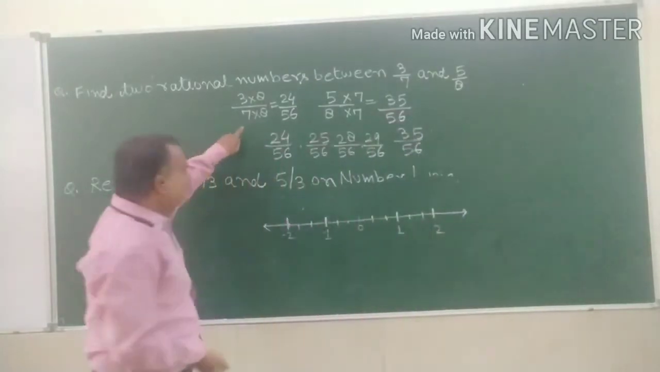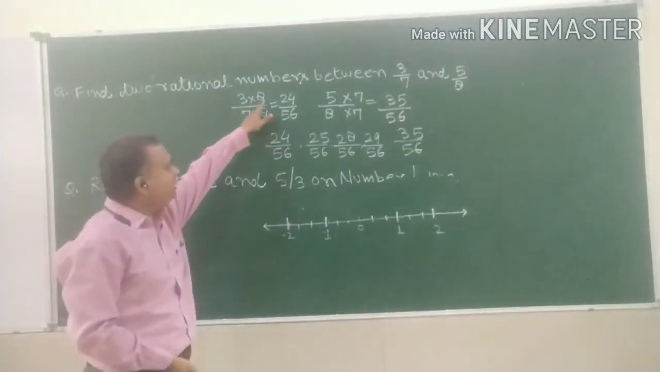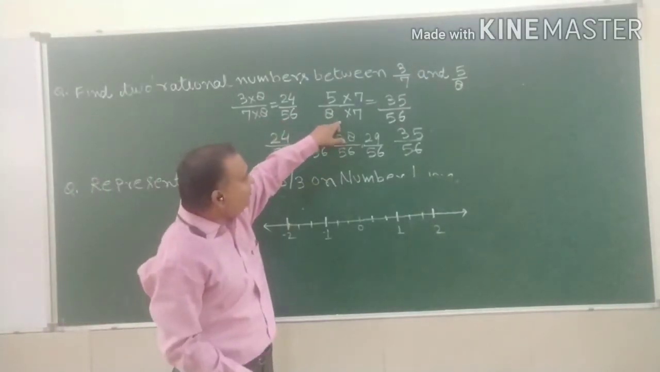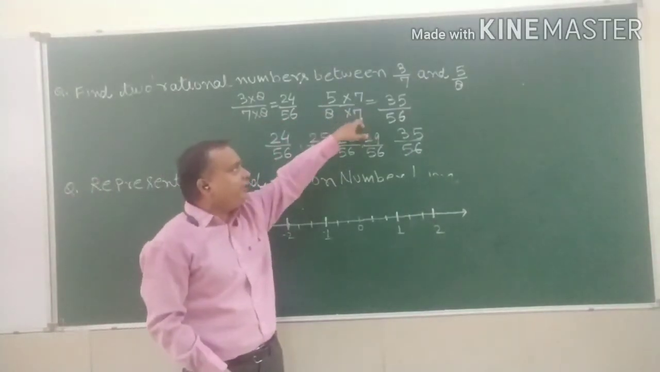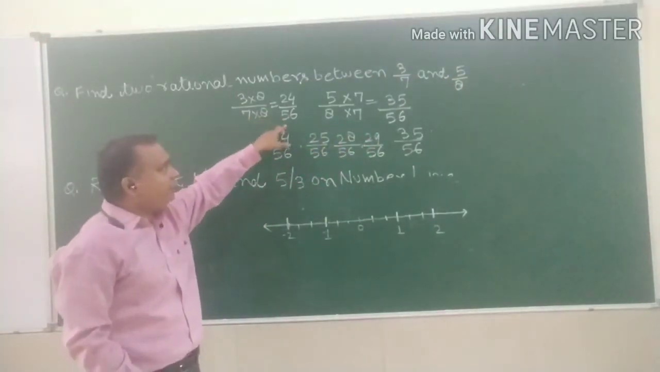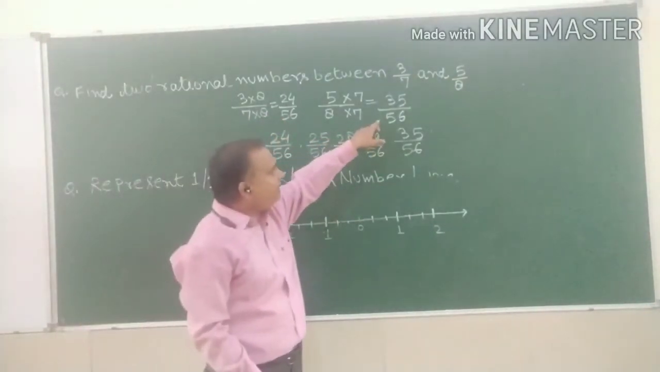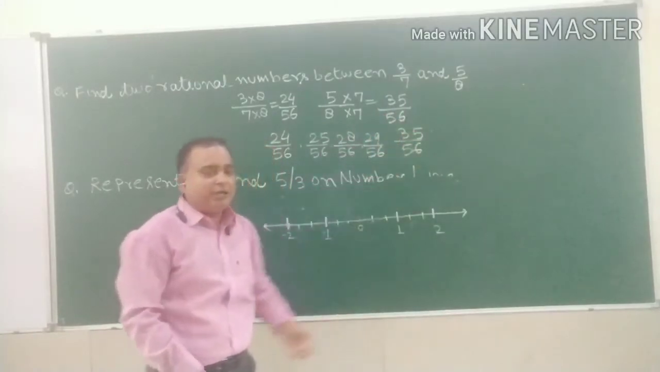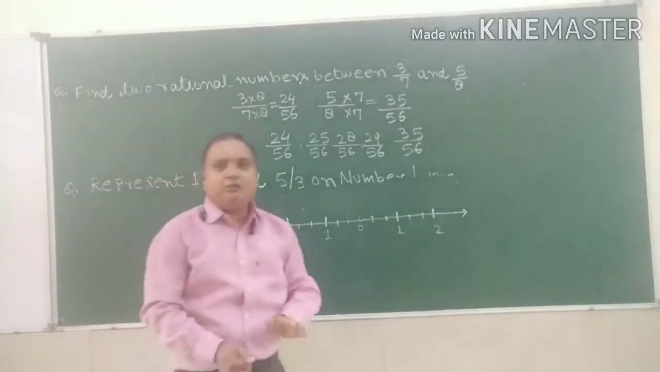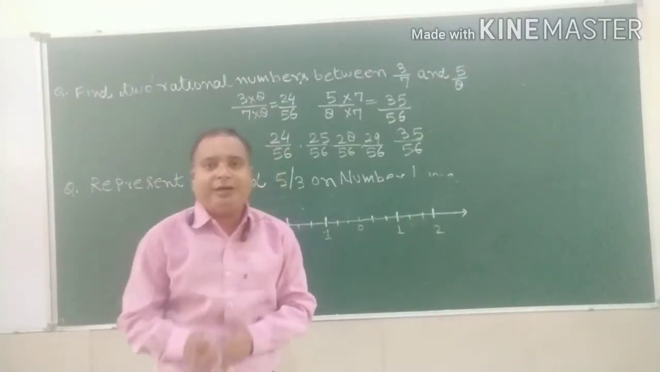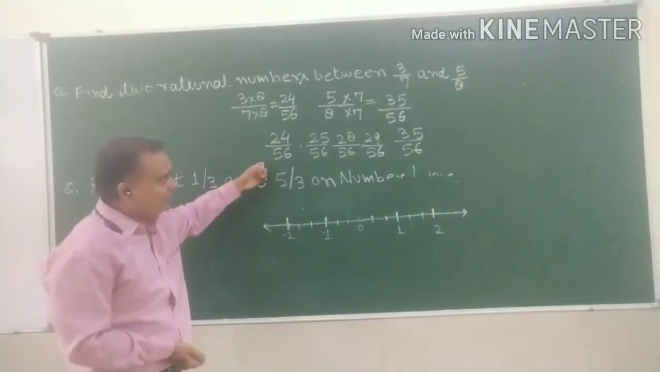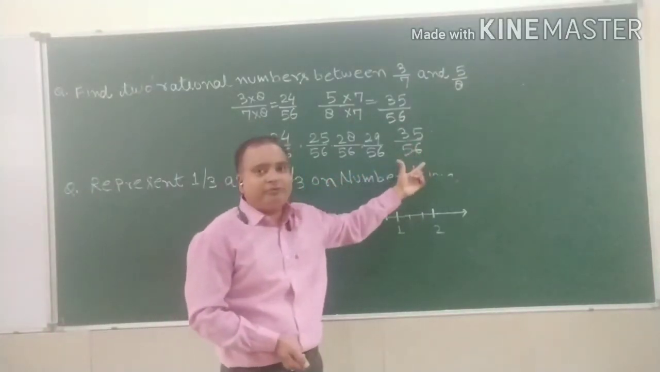So in 3 by 7, numerator and denominator both are multiplied by 8. Same in the fraction 5 by 8, the numerator and denominator are multiplied by 7. So it will be 24 upon 56. It will be 35 upon 56. Now, we have to find the numbers between 3 by 7 and 5 by 8, or simply we can say we have to find two rational numbers between 24 upon 56 and 35 upon 56.